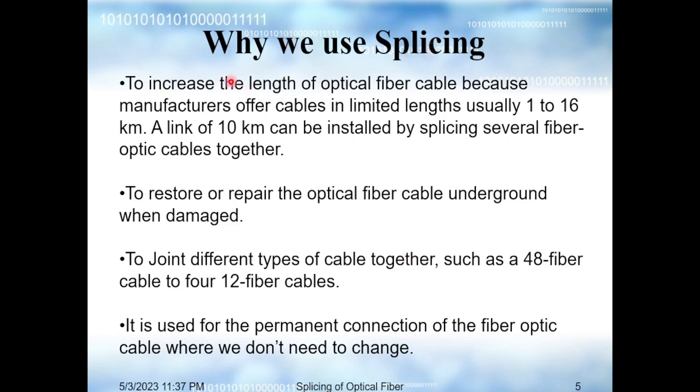Why we use splicing? To increase the length of optical fiber cable, because manufacturers offer cables in limited length, usually 1 to 16 km. A link of 10 km can be installed by splicing several fiber optic cables together. To restore or repair the optical fiber cable underground when damaged, to join different types of cables together such as 48 fiber cable to 412 fiber cables. It is used for the permanent connection of the fiber optic cable where we don't need to change.